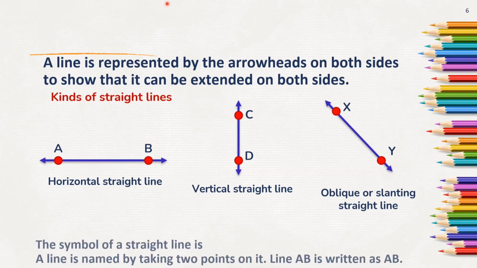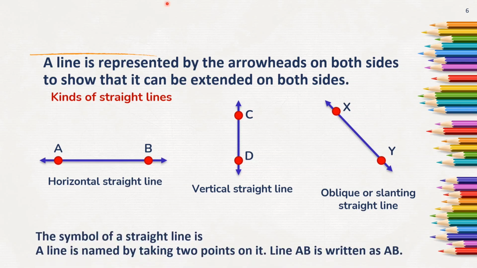The symbol of a straight line is this. So a line is named by taking two points on it. It can be extended in both the sides. Arrows in opposite directions show that a line is endless. It can be extended in both the sides.